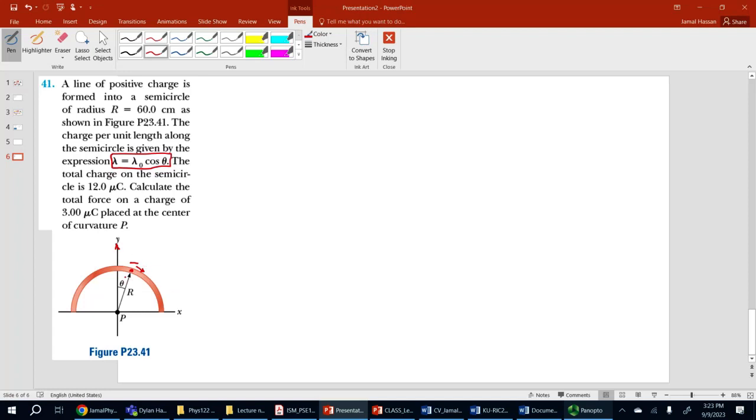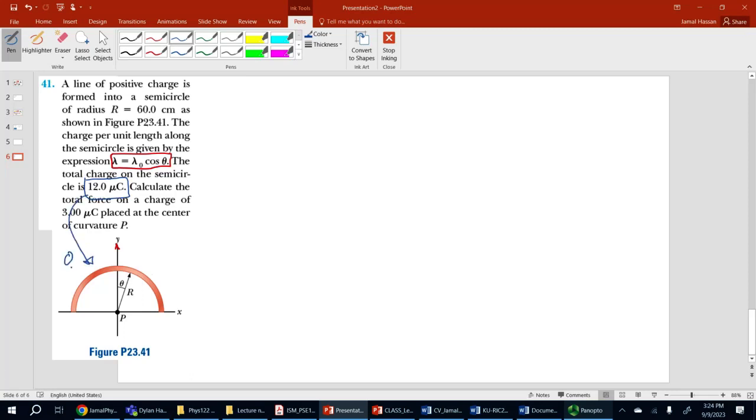This means that the charge is more accumulated. If we assume that charge is positive, the charge is more accumulated here and then gets less and less as you go away from the center. Almost at the end points here and here, there is no charge. So this is the meaning of it. The charge is not uniformly distributed along the semicircular shape. The total charge of the semicircle is 12 microcoulomb. So this is the charge of this shape.